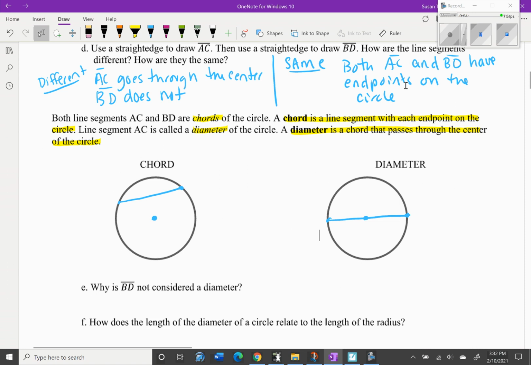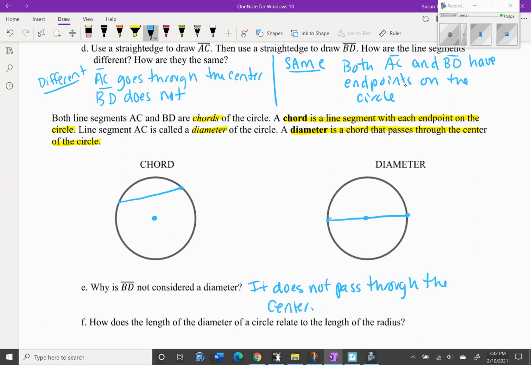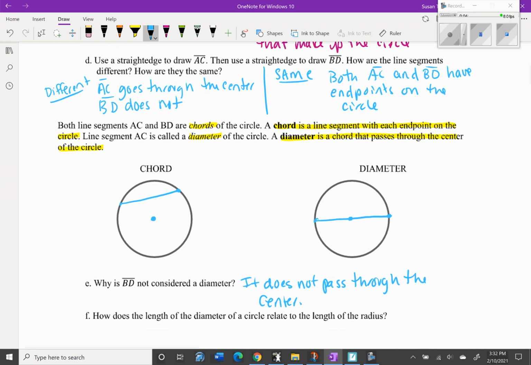So for this one, it's asking why is BD not considered a diameter? And so again, it does not pass through the center. And how does the length of the diameter of a circle relate to the length of the radius? So we know that the diameter is twice the radius.